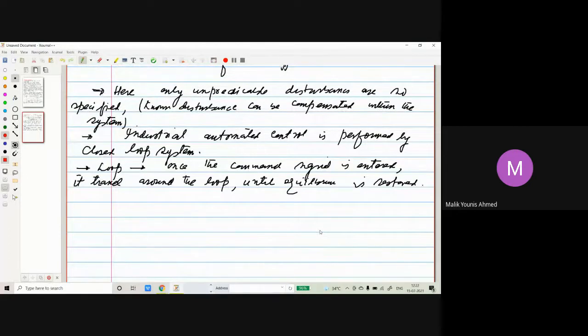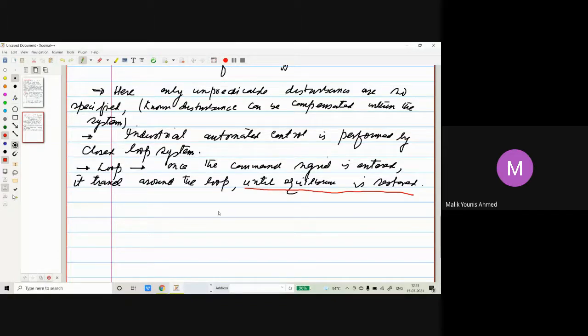Once we give a command to it, it will take the command. That command will travel through the loop, seeing that the difference between the reference input and the actual output is very small, almost nullified. That is a zero or very small difference, so we reach the point where we get the desired output of the system. That means the loop will operate until we restore the equilibrium, that is, until we reach the desired output of the system. That's the meaning of the loop.